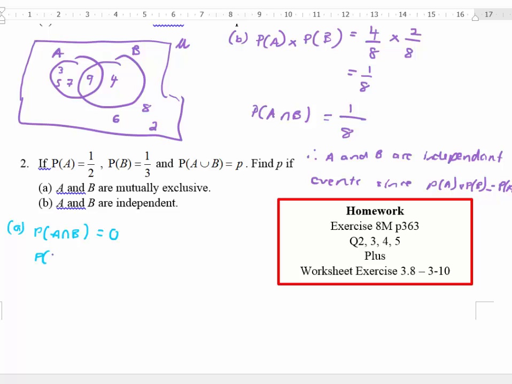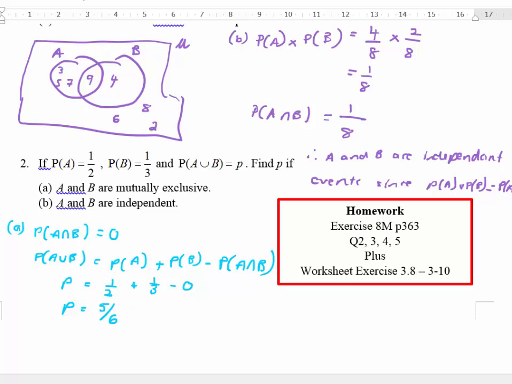So using the formula, the probability of A union B is the same as the probability of A plus the probability of B minus the probability of the intersection of A and B. We know that A union B is P. We know the probability of A is a half. We know the probability of B is a third. And we know that the probability of A intersection B has to be equal to 0. So if we work this out, we actually get that P equals 5 out of 6. And this is using our laws of probability.